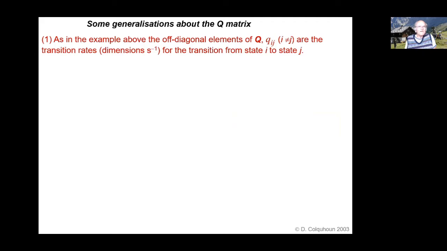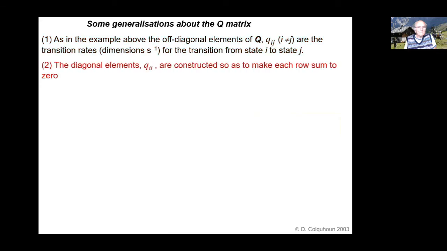So here are a lot of things you can say about the Q matrix for a reaction mechanism. The off-diagonal elements are the transition rates. The diagonal elements are constructed so as to make each row sum to zero. So you just calculate them from the off-diagonal ones.